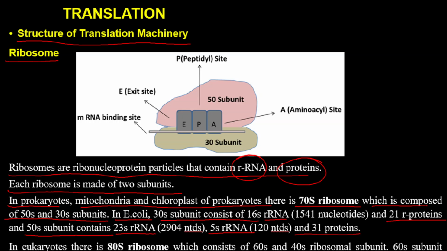In E. coli, the 30S subunit consists of 16S rRNA and 21 proteins, and the 50S subunit contains 23S rRNA, 5S rRNA and 31 proteins. So all of these molecules together make this ribosome. In eukaryotes, there is an 80S ribosome which consists of 60S and 40S subunits.